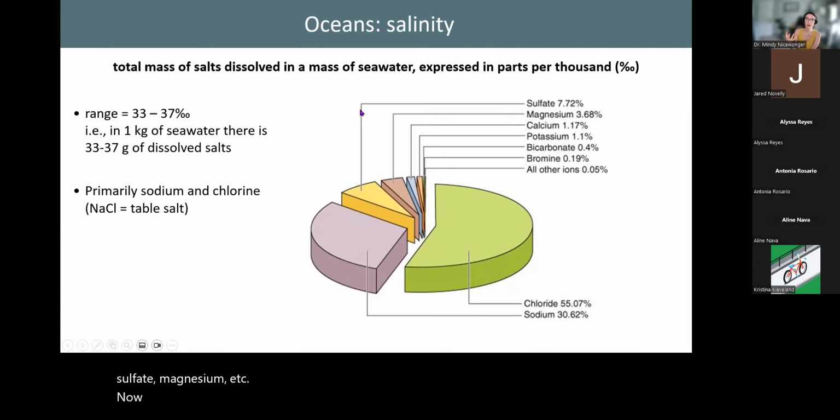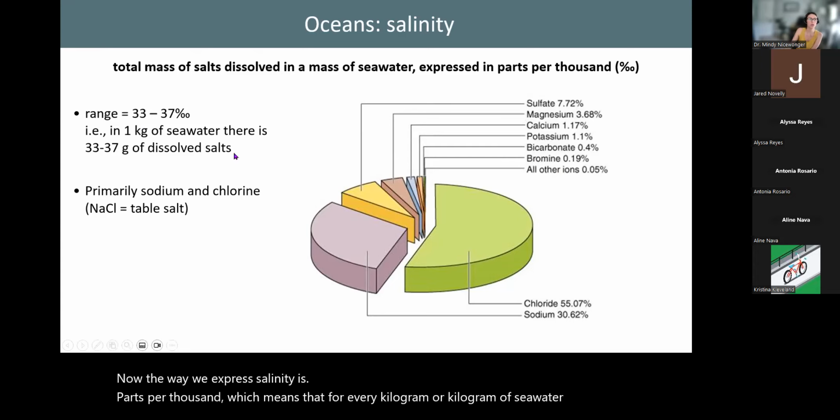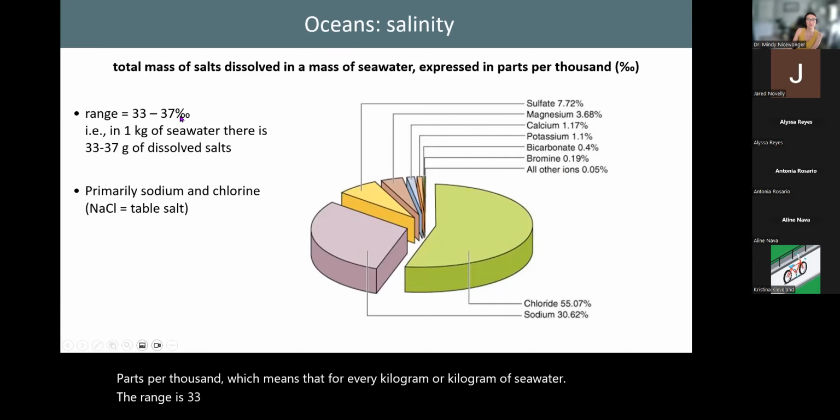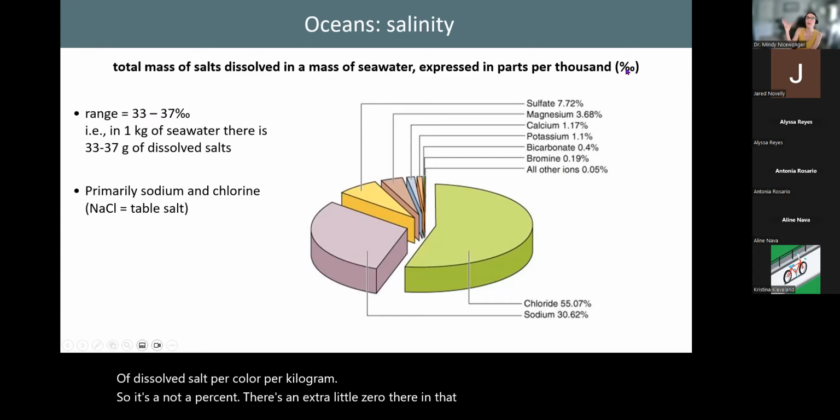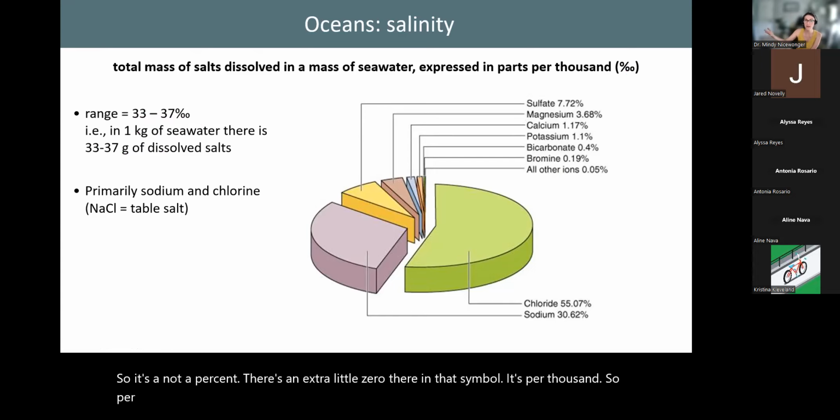Now, the way we express salinity is parts per thousand, which means that for every kilogram of seawater, the range is 33 to 37 per mil, which is 33 to 37 grams of dissolved salt per kilogram. Okay, so it's not a percent, there's an extra little zero there in that symbol, it's per thousand. So per 1,000 grams or 1 kilogram.